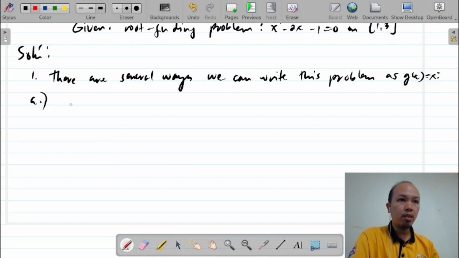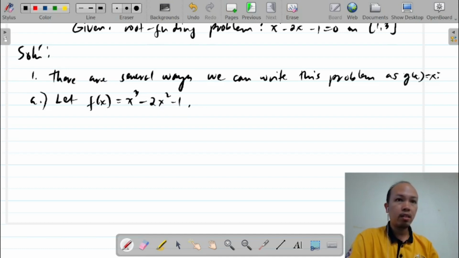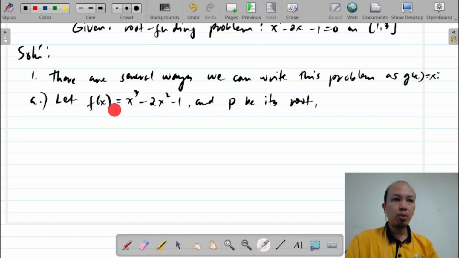Okay, so first we have to let f of x, if we are going to use that method, g of x is equal to x minus f of x. So let f of x be equal to x cubed minus 2x squared minus 1, and let p be its root. Okay, so we will denote the root of our function f of x to be p.